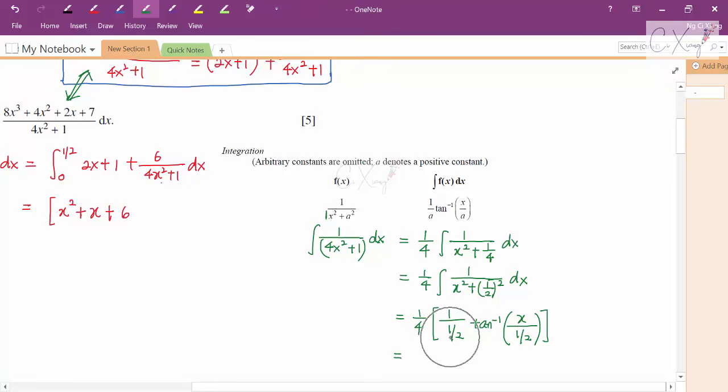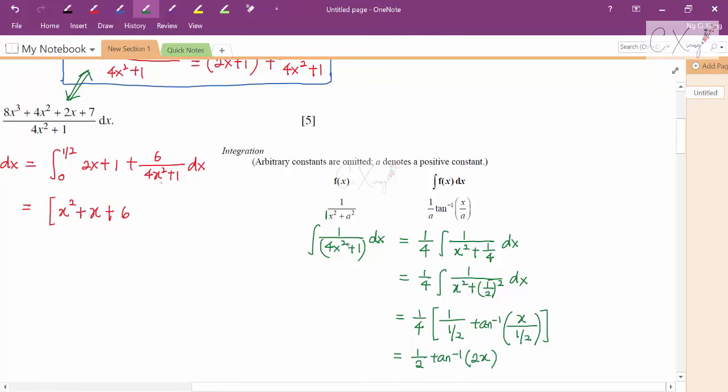Then I try to simplify this. 4 divided by half is 4 multiplied with half. So at the denominator part, you are having the half here, which is 1 over 2. Then I'm having tangent inverse x divided by half. If you simplify it, you have 2x.